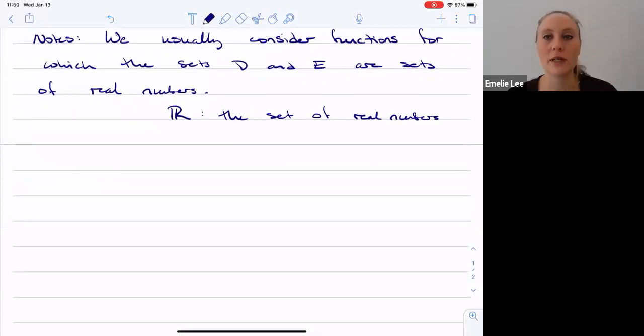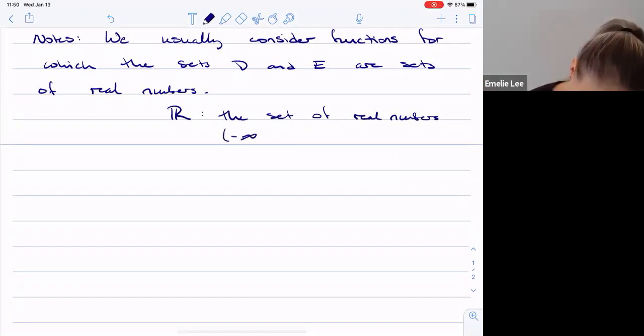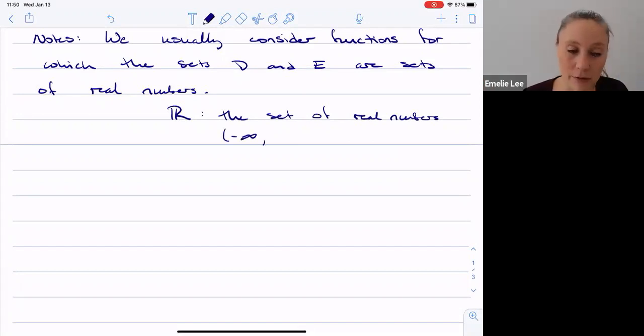If we want to talk about interval notation, the set of real numbers is just any number that we can think of. So when we say number, we actually mean the set of real numbers. And so the interval from negative infinity to positive infinity, that's the set of real numbers. Okay. And then there might be restrictions on there, but as a default, we're saying the domain and range are the set of real numbers.